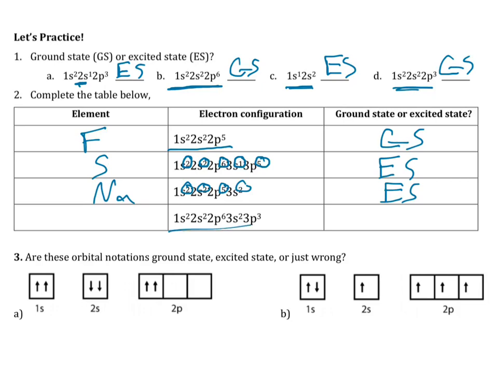All right, this one here, this is the ground state. Because it's the ground state, we can just look at that. And 3p3, if you look at your periodic table, is phosphorus.